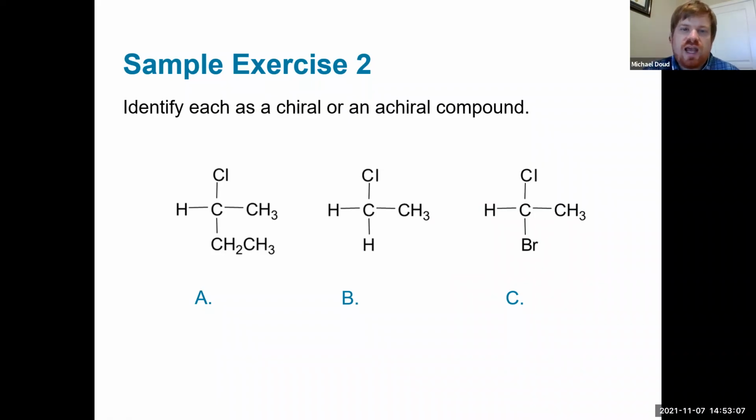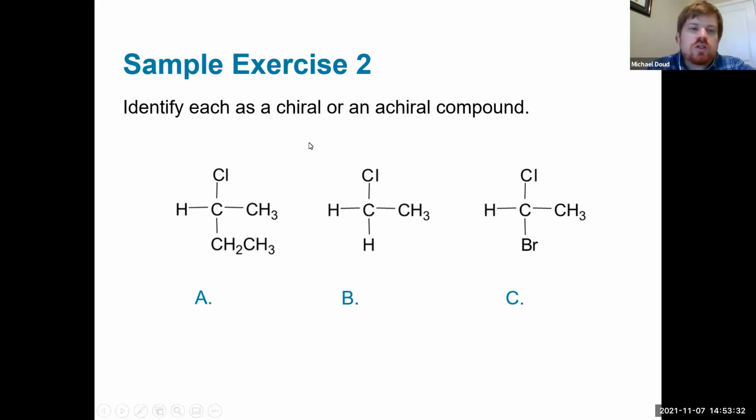And what I want you to do is identify these as chiral or achiral carbons. Again, we're just looking at the carbons that were centered on here, so just focus on those. And again, if you have one chiral carbon, it's a chiral compound. So try to identify A, B, and C as chiral or achiral. Pause the video now, and when you come back, we'll take a look at the answer. So go ahead, pause.